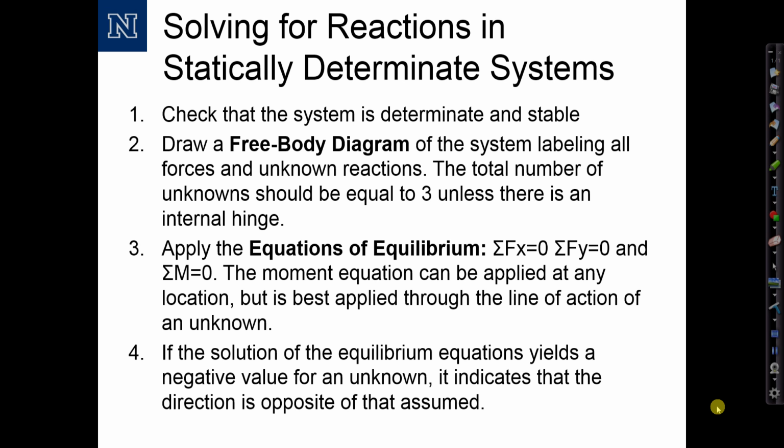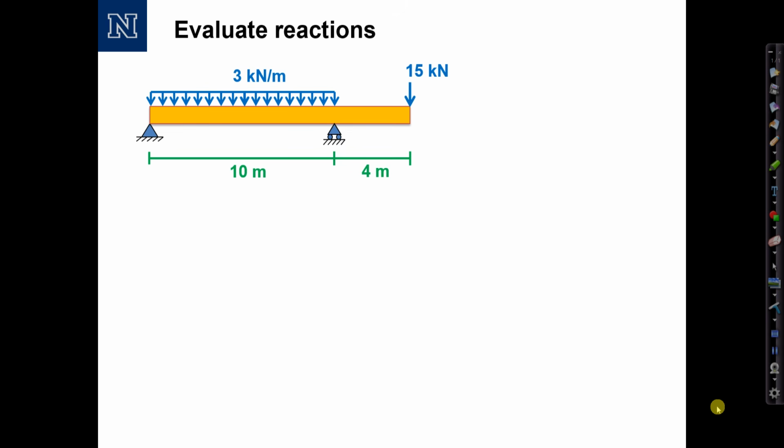Fourth, if the solution of the equilibrium equation yields a negative value for an unknown, it indicates the direction of that force is opposite of what you assumed in your diagram. Okay, so here's an example.